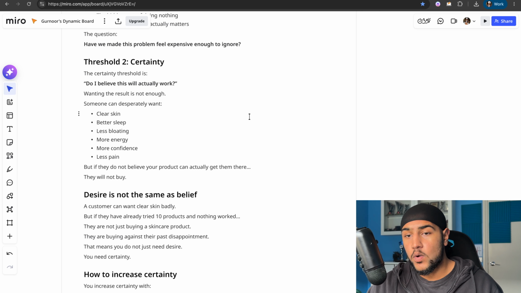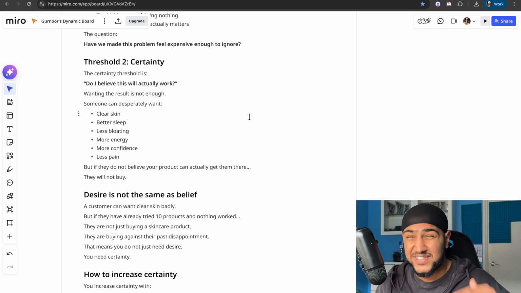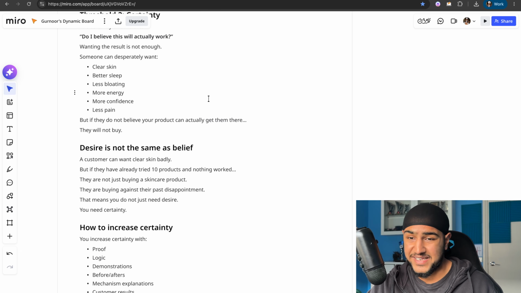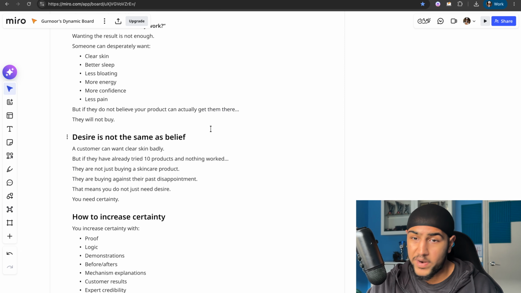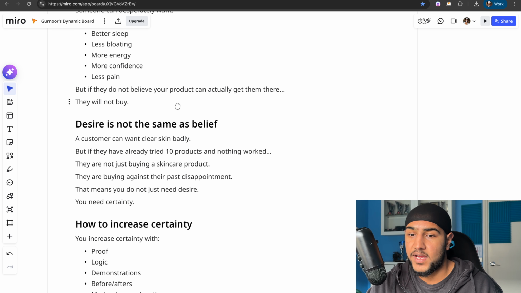This is basically, do I believe this will actually work, right? Wanting the result is simply not enough. Someone can want to lose weight so bad, but if you can't do a good job of actually explaining why your solution works, explaining that, okay, this will actually work, this logically makes sense, right? Then they will not actually buy. So basically, someone can desperately want clear skin, better sleep, less bloating, more energy, more confidence, but if they don't believe your product can actually get them there, they will not buy.